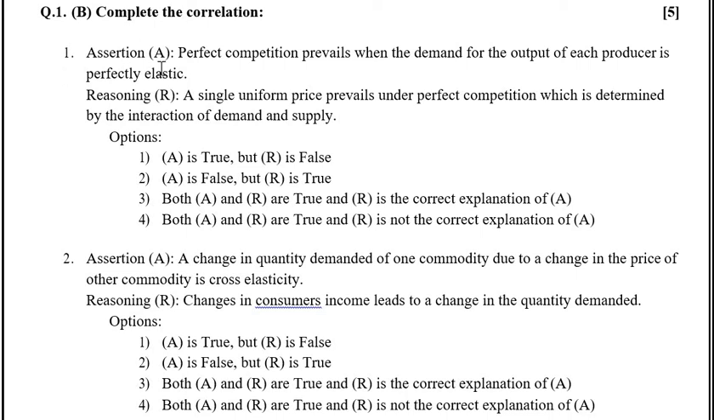First, assertion is given. A, perfect competition prevails when the demand for the output of each producer is perfectly inelastic. Reasoning is given, that is R, a single uniform price prevails under perfect competition which is determined by the interaction of demand and supply. Now out of this assertion and reasoning, you have to find out which options are correct. First, A is true but R is false. Second one, A is false but R is true. Third, both A and R are true and R is the correct explanation of A.